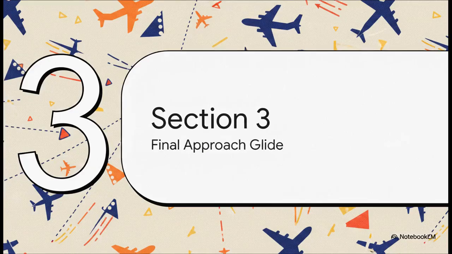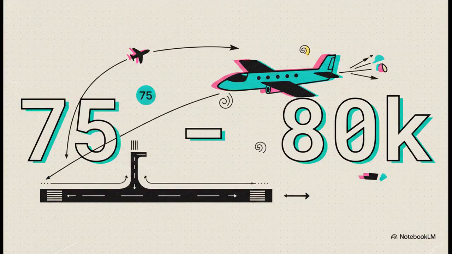Section 3, the final approach glide. 75 to 80 knots. That is the magic number. It's the critical window in this phase of flight. As soon as you roll out onto that base leg, you've got to adjust throttle and trim to maintain this exact approach speed. If you go too fast, you're going to overshoot. Too slow, and, well, things get incredibly dangerous. Proper trimming does the heavy lifting here to naturally hold that precise speed.